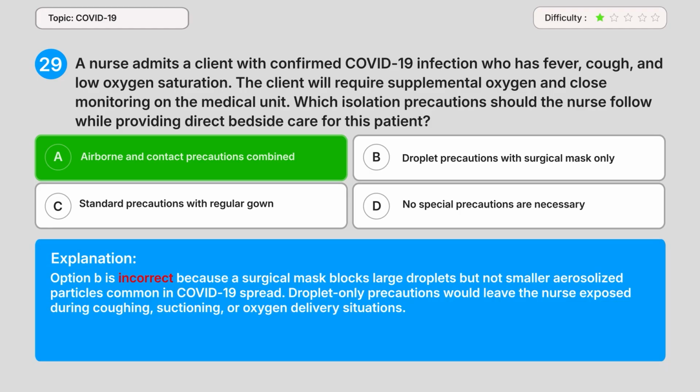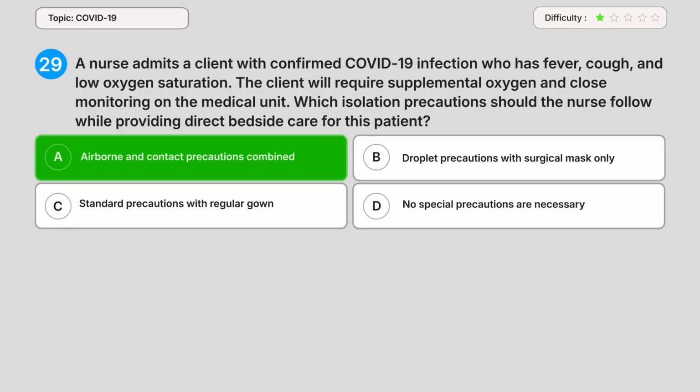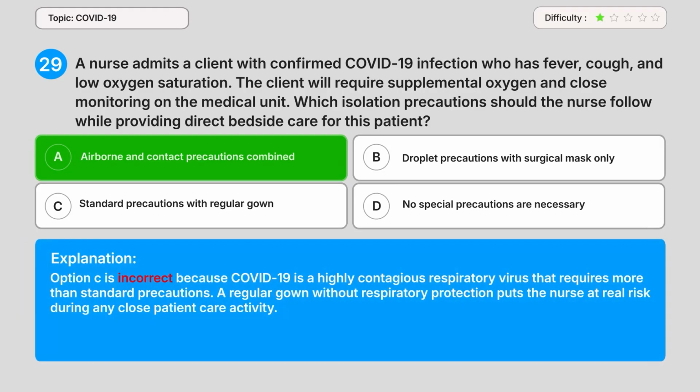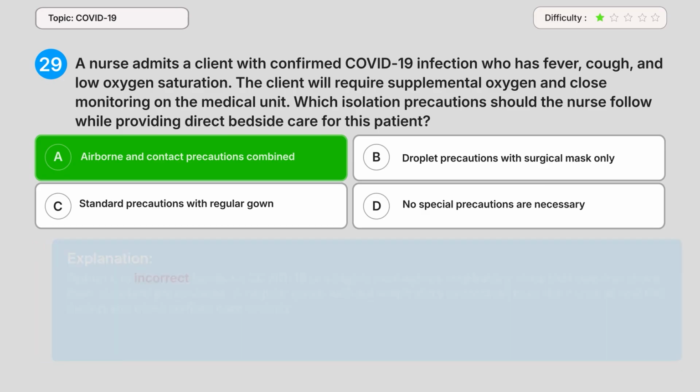Option B is incorrect because a surgical mask blocks large droplets, but not smaller aerosolized particles common in COVID-19 spread. Droplet-only precautions would leave the nurse exposed during coughing, suctioning, or oxygen delivery situations. Option C is incorrect because COVID-19 is a highly contagious respiratory virus that requires more than standard precautions. A regular gown without respiratory protection puts the nurse at real risk during any close patient care activity.